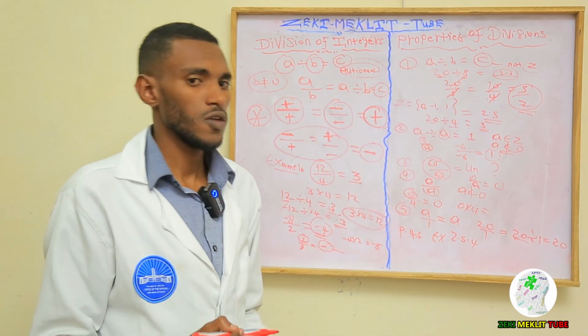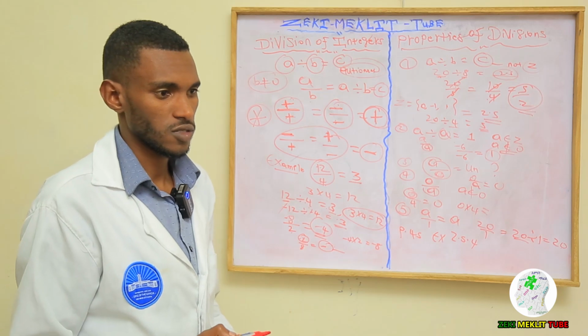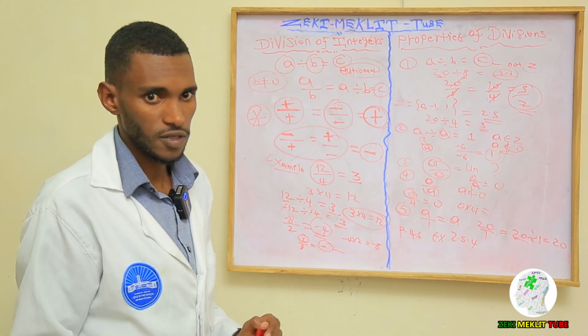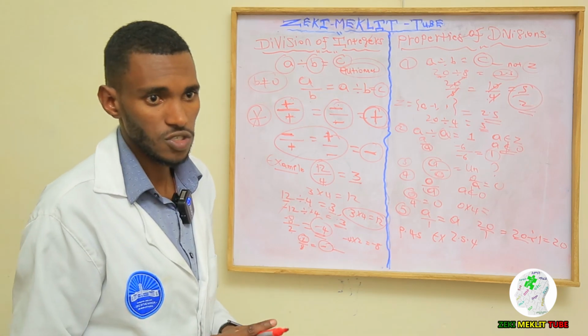The first one is if you divide any integers, the divisor is different. The quotient is not necessarily an integer, okay?